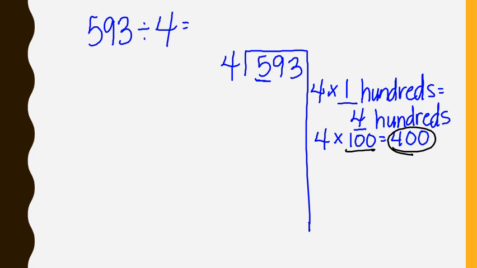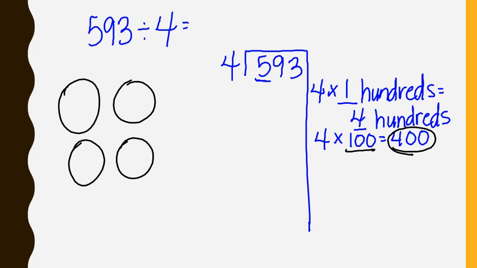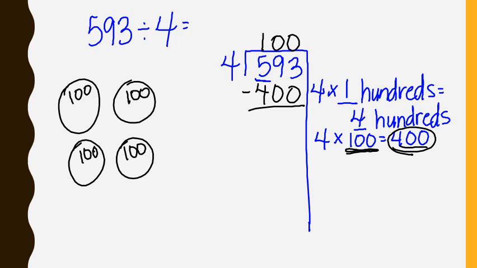If I had groups over here, my 4 groups, that would mean that I have 100 in each group to make up my 400. Because there's going to be 100 in each group, the number that I multiply by my divisor is the number that's part of my quotient. This is my first partial quotient, 100. This 400 here is what I am going to subtract. When I subtract, I get 193.